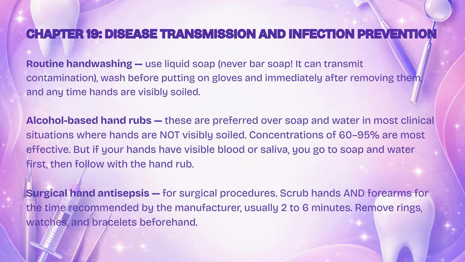Next is the alcohol-based hand rubs, or we call them sanitizers. These are preferred over soap and water in most clinical situations where hands are not visibly soiled. Concentrations of 60 to 95% are most effective. But if your hands have visible blood or saliva, you go straight to soap and water first, then follow up with the hand rub. And the third one is surgical hand antisepsis.